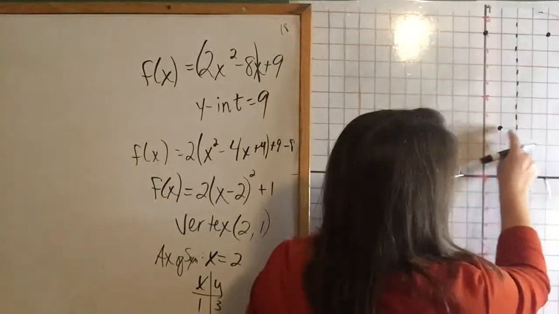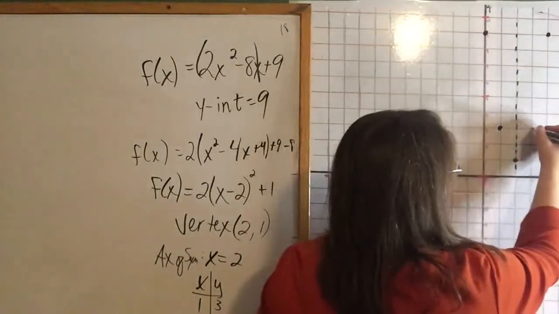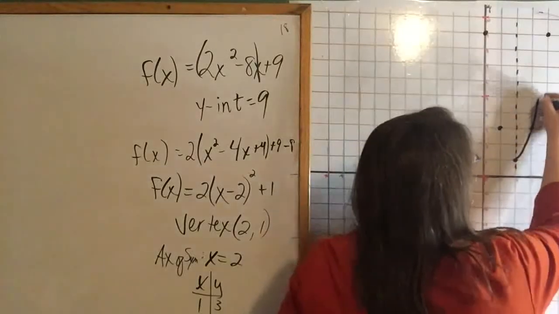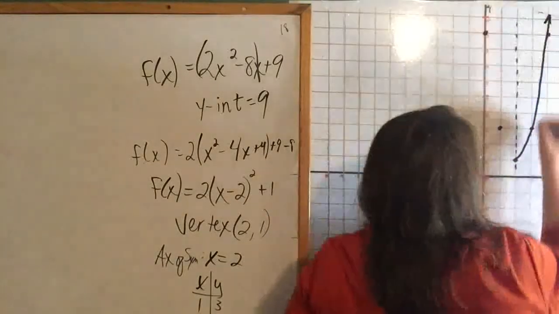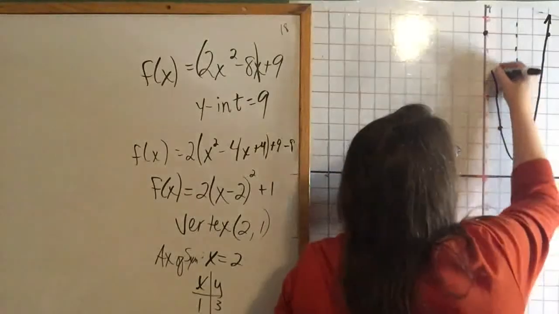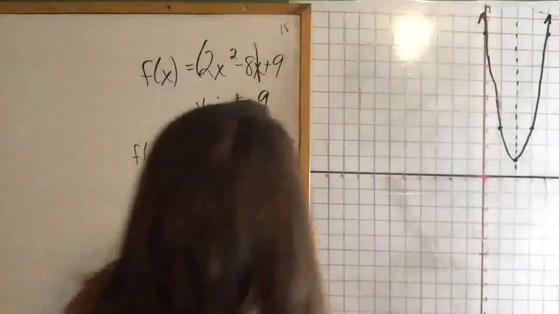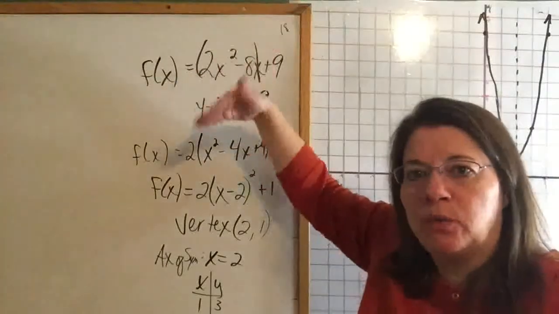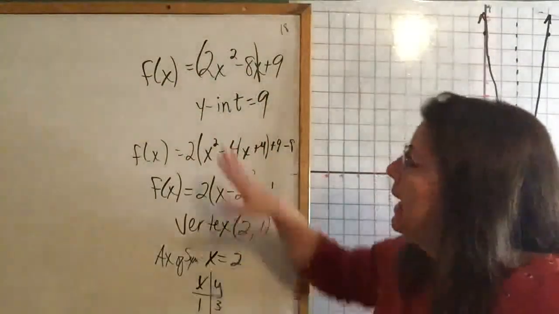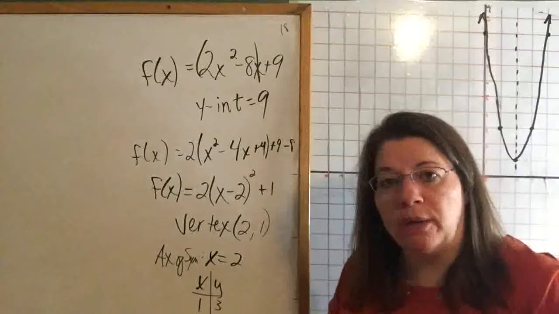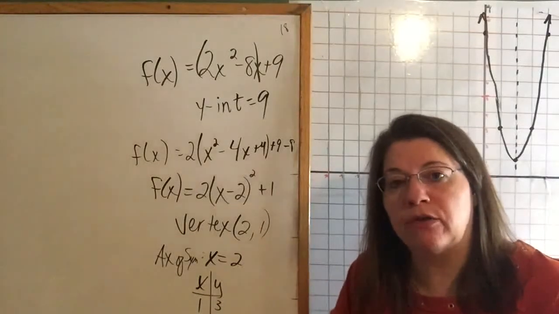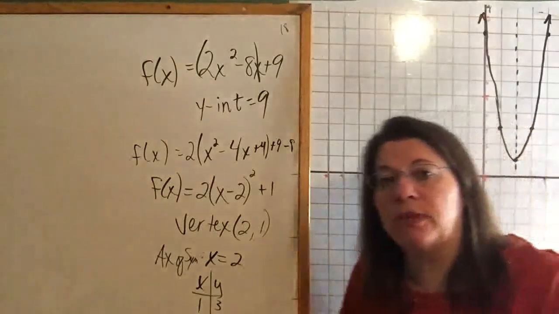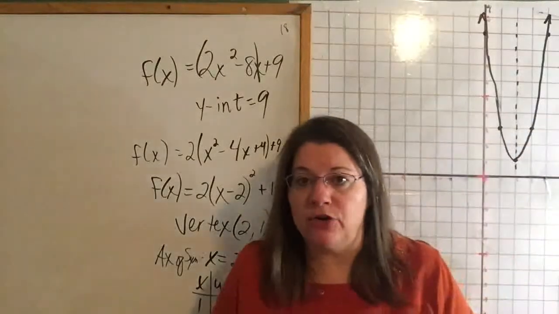And then I can use symmetry. That's 1 from the axis of symmetry. So 1 on the other side is there. And here is my parabola. One thing that I didn't mention is up here, your 2 was positive. So we know it's going to open up. And since you have a whole number in front, a number whose absolute value is greater than 1, you know your graph is a little bit more narrow than the parent function would have been.